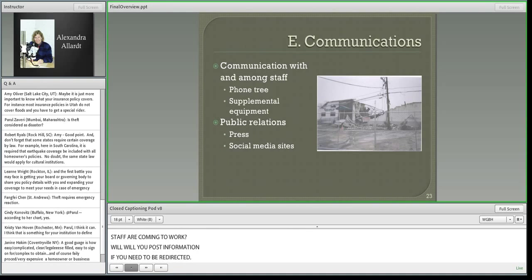The other aspect of communications, don't forget public relations. Public relations and your social media presence are critical communication components of your emergency plan. Remember, you want to be in charge of the media. You don't want the media to be in charge of you or put your institution at risk of rumors that are a distraction from your recovery efforts.